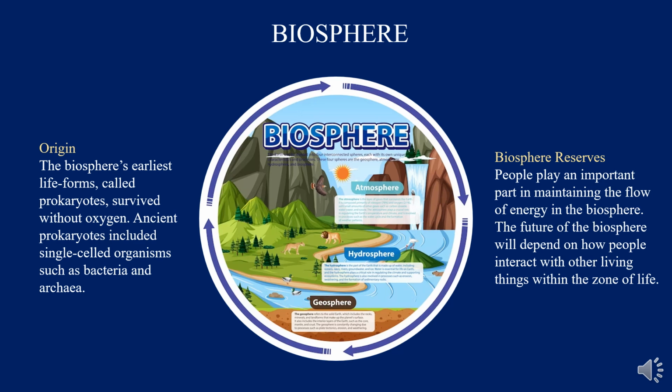Sometimes, however, people disturb the flow. For example, in the atmosphere, oxygen levels decrease and carbon dioxide levels increase when people clear forests or burn fossil fuels such as coal and oil. Oil spills and industrial wastes threaten life in the hydrosphere. The future of the biosphere will depend on how people interact with other living things within the zone of life.